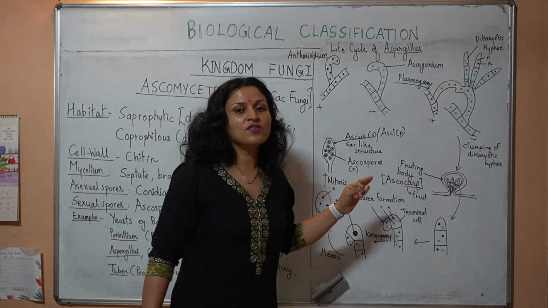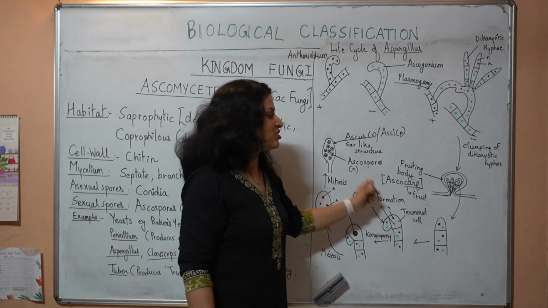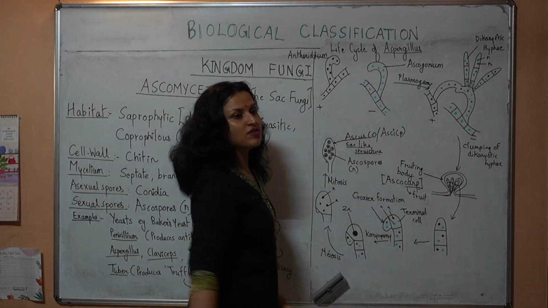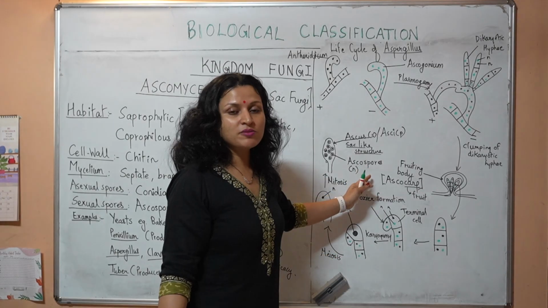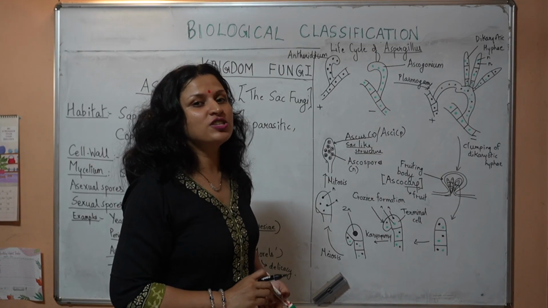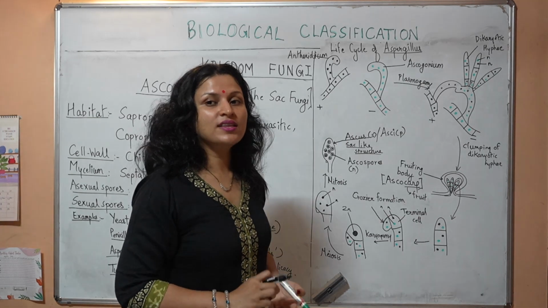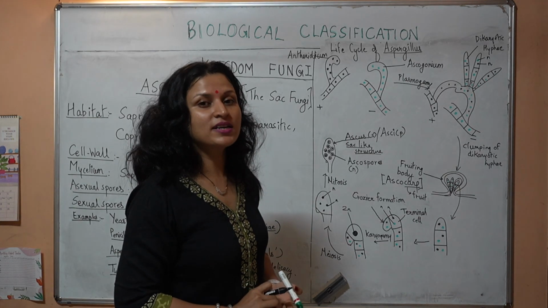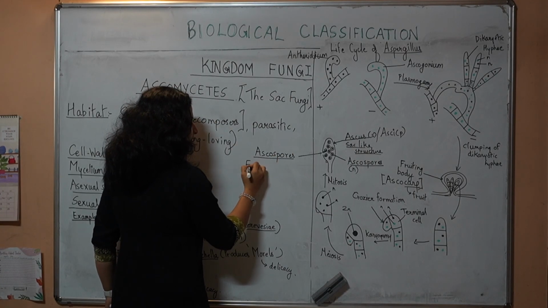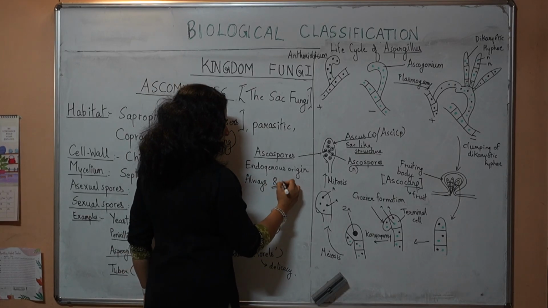Can you tell me why these fungi are called the sac fungi? Because they produce such sac-like structures which are called the asci. If you notice the ascospores, how will you describe them? Will they be endogenously or exogenously produced? They are endogenously produced. And how many in number are they? They are 8 in number per ascus. Ascospores will be of endogenous origin and always 8 in number.